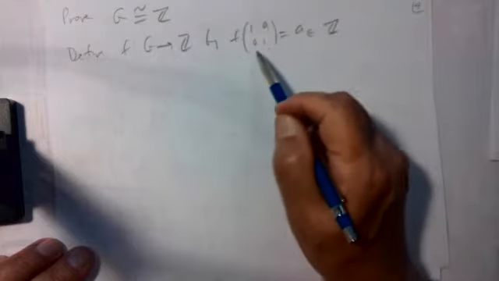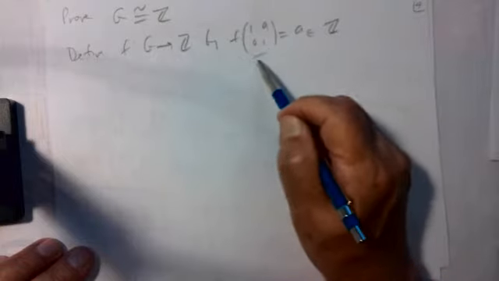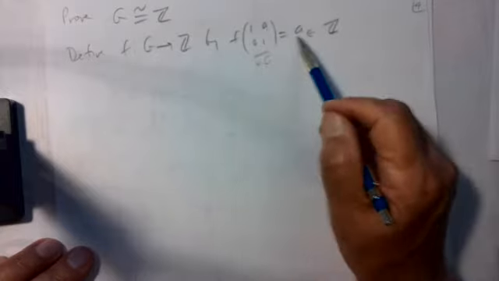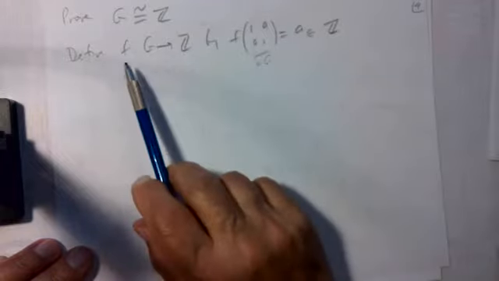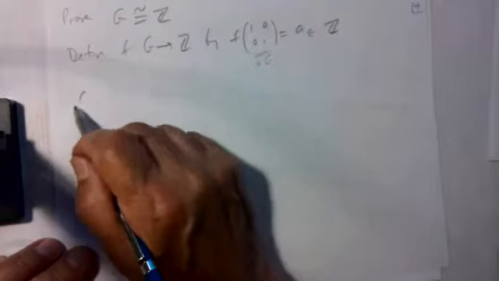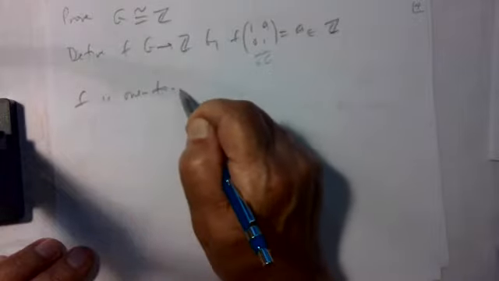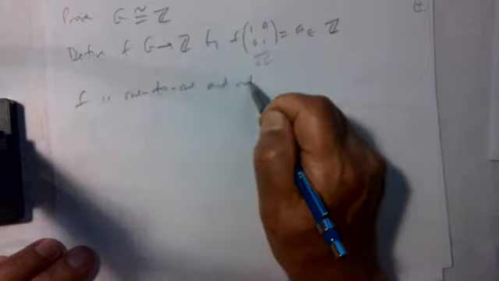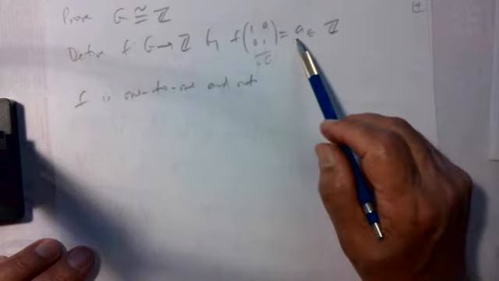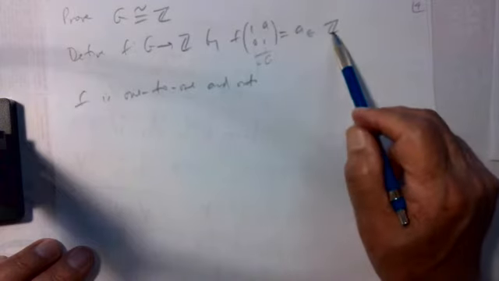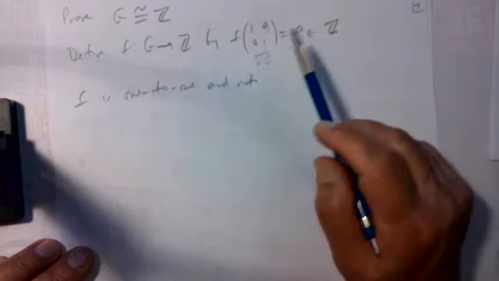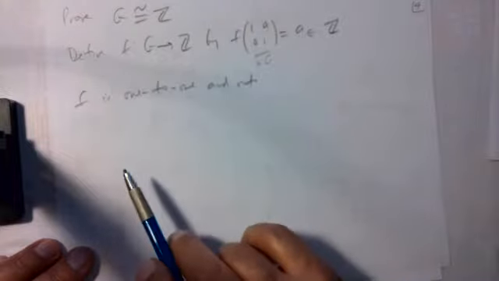So this is in the group G. You look at the upper right-hand corner, that integer a, you let F of this matrix be equal to that integer a. So this is a function from G to Z. And F is 1-to-1 and onto. If you have two different numbers in the upper right-hand corner, then the matrices are sent to two different integers in Z. So it's 1-to-1. And if you have any number a in Z, this matrix is in G and F of this is equal to a. So this function is 1-to-1 and onto.